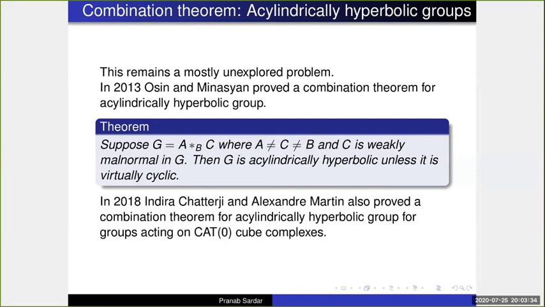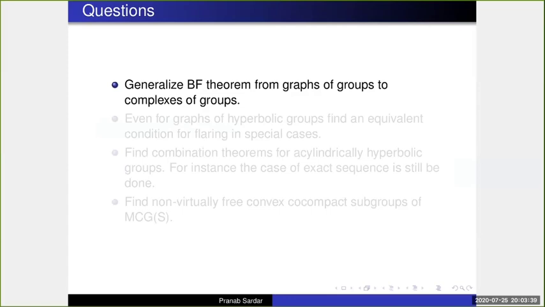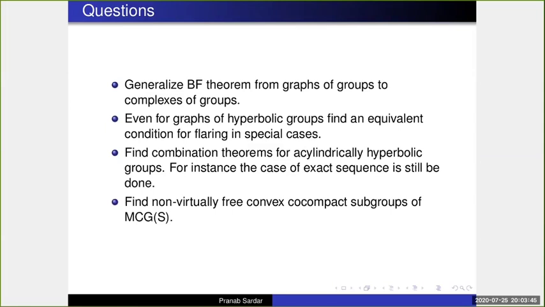Here I'll quickly say what the questions are. First, a generalized Bestvina-Feighn theorem from graphs of groups to complexes of groups. This is actually completely open. Only two cases are proved. In one case, the maps from the face groups to the smaller face groups are quasi-isometries. The other is when the complex is acylindrical. These two extreme cases are known. Nothing else is known, so find new theorems here.